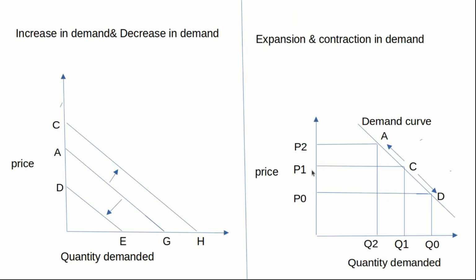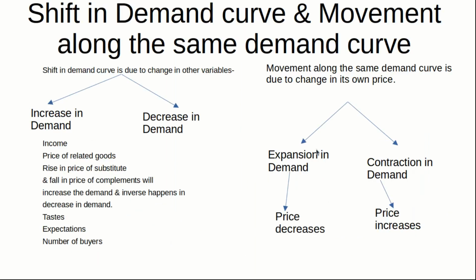Okay, I'll show you. See, the initial price is P1, quantity is Q1, and the initial point is C. So when there is a fall in price, from P1 to P0, your quantity demanded expands. C to D is expansion, and when your price rises, there is a contraction from C to A. We move back to the slide.